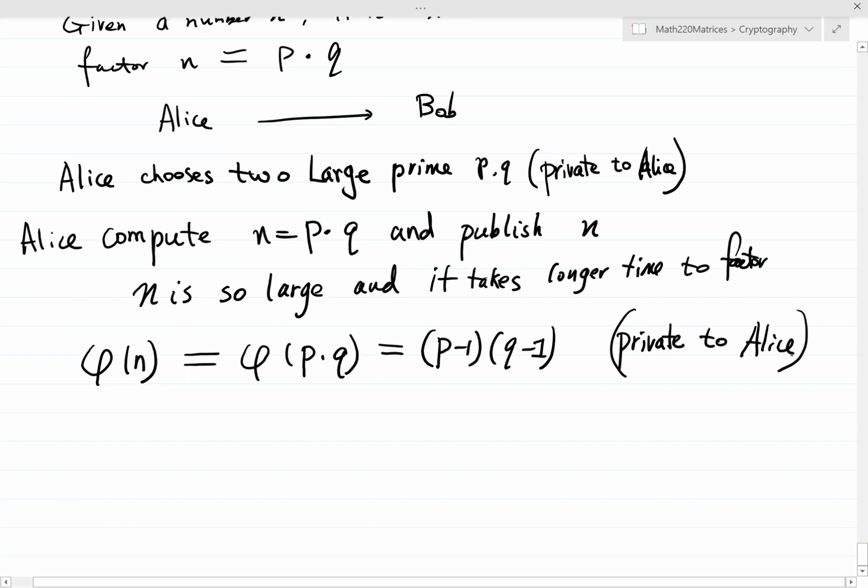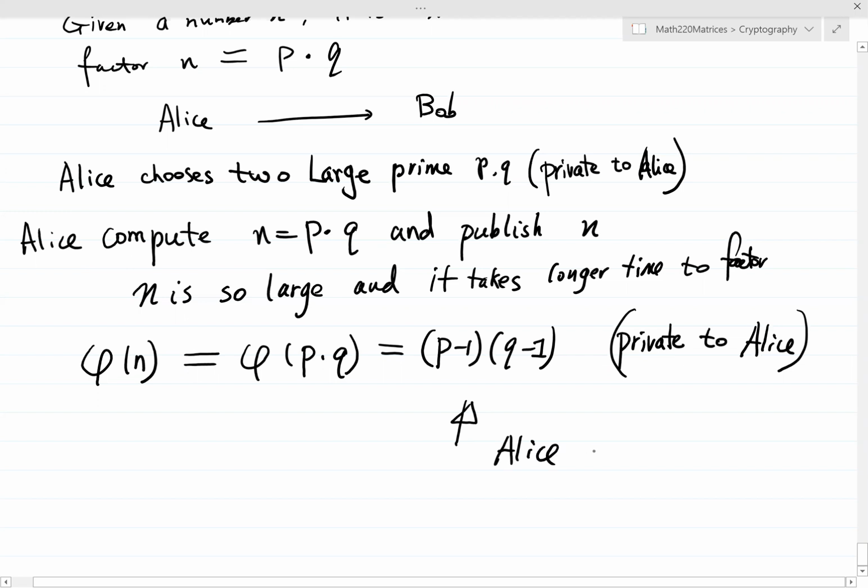Why? Because first of all, you cannot count. Its n is so large. For small n, we can count how many numbers are co-prime with n. Now, if n is large, to count is time consuming. We cannot directly count by brute force. So even if you know n, phi n cannot easily be computed by other people. However, Alice can easily compute this because Alice knows p and q.